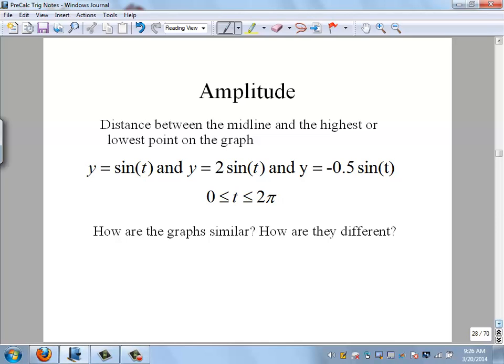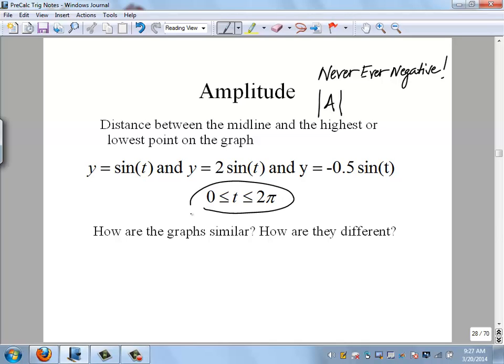Amplitude, now we've talked a little bit about this. The one thing I want you to remember is amplitude is never, ever negative. So you just need to remember that. A lot of times you will see amplitude in absolute value signs because it's never, ever negative. It's the distance between the midline and the highest or the lowest point on the graph. And we usually graph from 0 to 2 pi, right? So let's look at these graphs here.